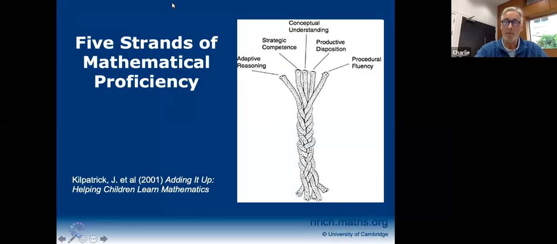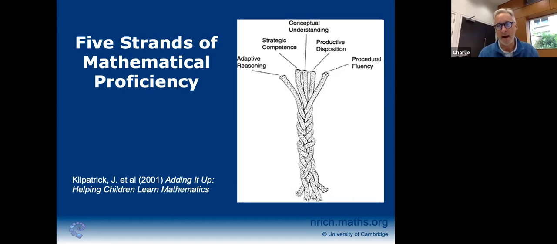Thank you, Liz. So we're going to talk about nurturing successful mathematicians. And for those of you who've worked with us in the past, you may have been introduced to this rope model that you can see on your screen. This model informs a lot of what we do at NRICH when we're writing problems. And the model seems to be suggesting that for a rope to be strong, all the threads need to be working together, complementing each other, supporting each other.